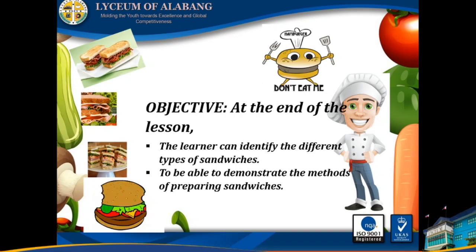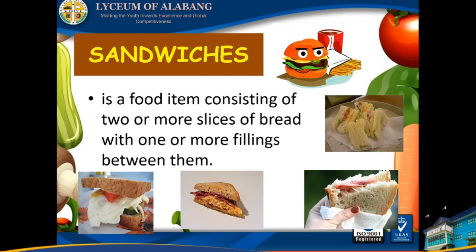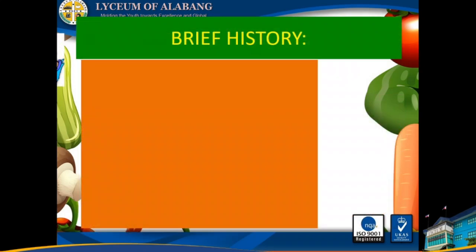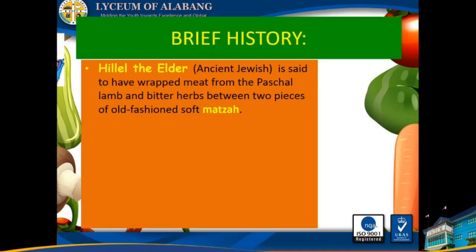Let's define first what is a sandwich or sandwiches. A sandwich is a food item consisting of two or more slices of bread with one or more fillings between them. Brief history of a sandwich.